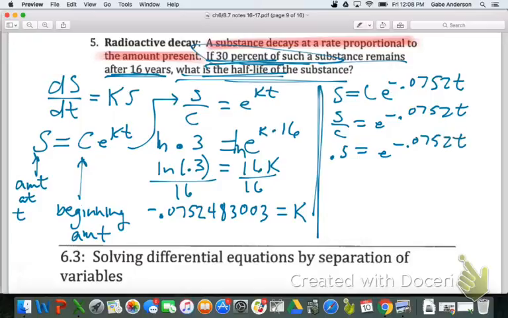Just like before, our variable's in the exponent, so what do we use? Natural log. So natural log of this, natural log of that. Now whether you kept all your decimals or not is about to matter. So make sure you've kept all your decimals for the K value from before. It's going to be ln of 0.5 divided by that negative 0.0752 number equals T. So once you have a number calculated, let's hear it. Let's see how it turned out for you. 9.2 years.